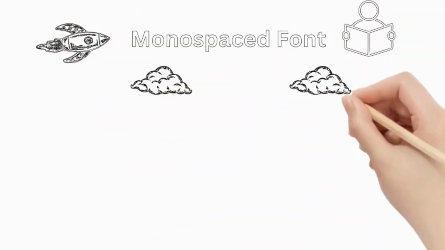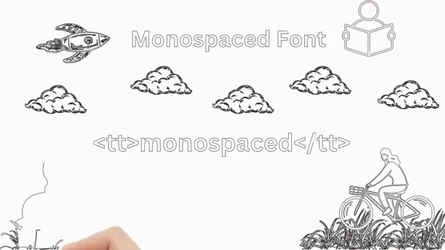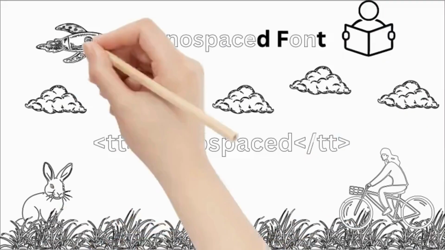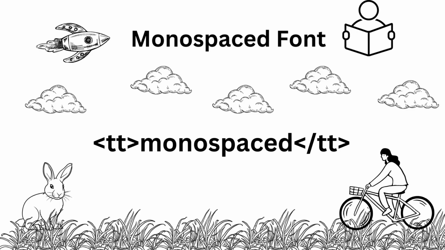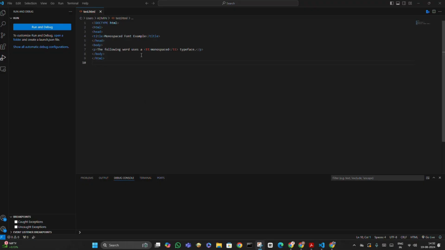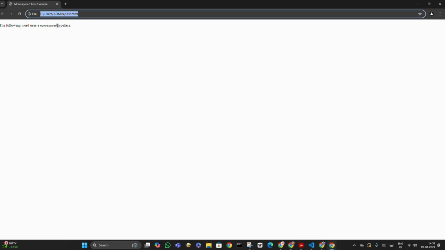If you need to display text in a monospaced font, where every character has the same width, use the TT element. Here's an example of monospaced text. And the result will be the following word uses a monospaced typeface. This is particularly useful when displaying code or tabular data.